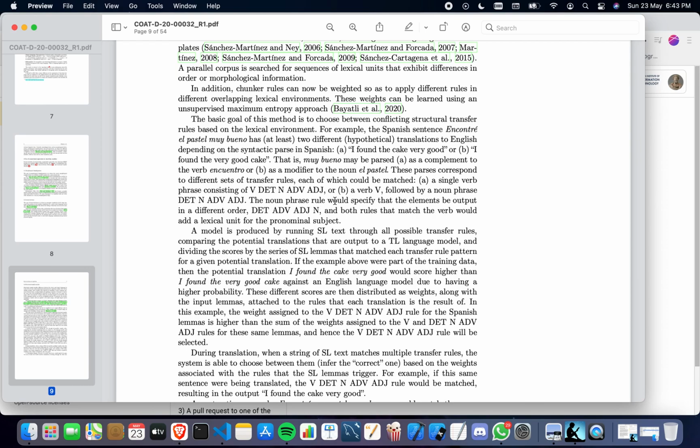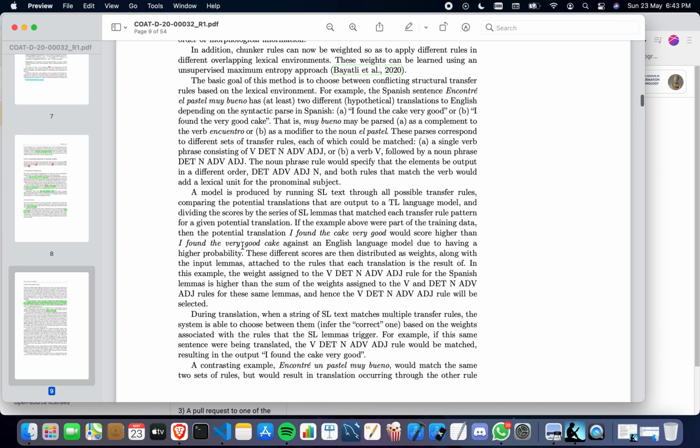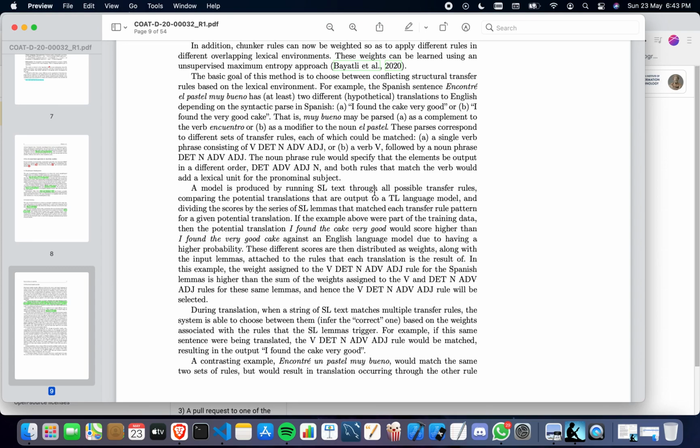So now, the noun phrase rule, let's go over it again. The noun phrase rule would specify that the elements be output in a different order: determiner, adverb, adjective, noun, and both rules that match the verb would add a lexical unit for the pronominal subject. A model is produced by running the source language text through all possible transfer rules, comparing the potential translations that are output through a target language model, and dividing the scores by the series of source language lemmas that match each transfer rule pattern for a given potential translation.